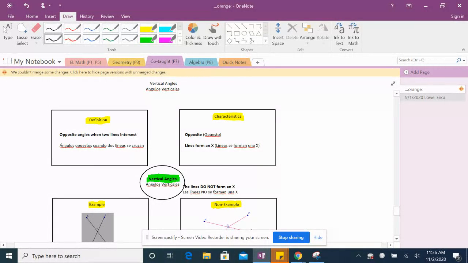In the box on the left, en la caja a la izquierda, vertical angles are opposite angles when two lines intersect. Ángulos verticales son ángulos opuestos cuando dos líneas se cruzan. Vertical angles are opposite. Ángulos verticales son opuestos. And the lines form an X. Y las líneas se forman una X.